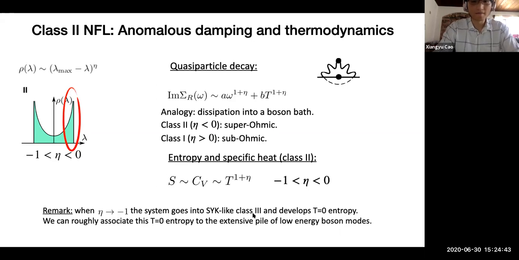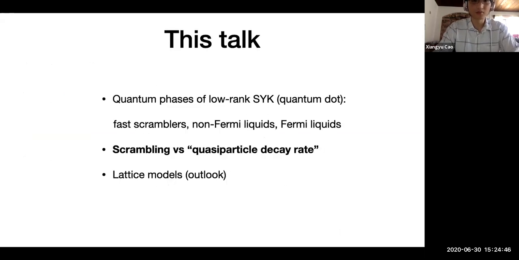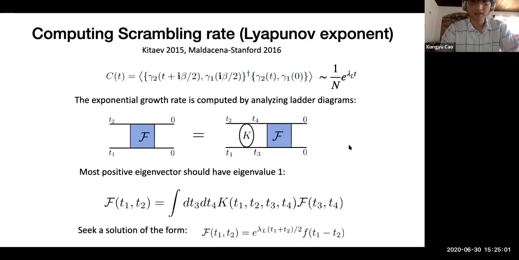Okay, so that concludes this first part, which is the largest part. Now, let me say a few words about scrambling in this model, in particular in non-Fermi liquids and the Fermi liquids case. By scrambling, I mean computing the Lyapunov exponent defined by out-of-time order correlators. And there's a standard method developed by Kitaev and other people, which consisted in analyzing ladder diagrams or analyzing the eigenvalue of the ladder diagram.